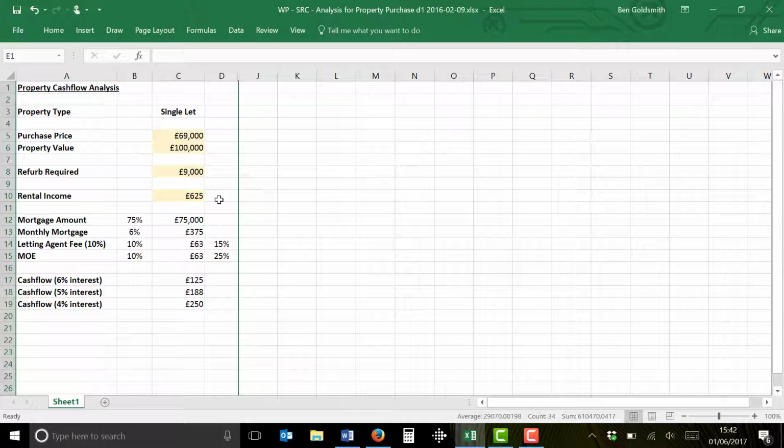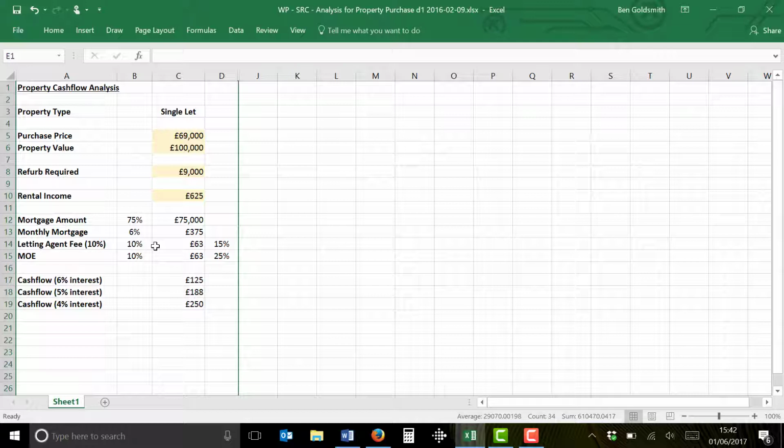In order to determine the cash flow from a property, we need to deduct a number of costs. First of all, we have mortgage payments. Then we have letting agent fees. I use a figure of 10% for a single let property. It's a little higher in some places, a little lower in others. You can adapt this as you need.